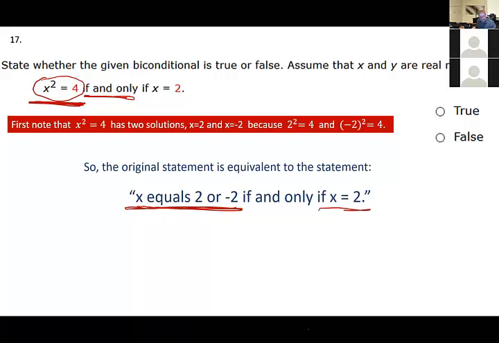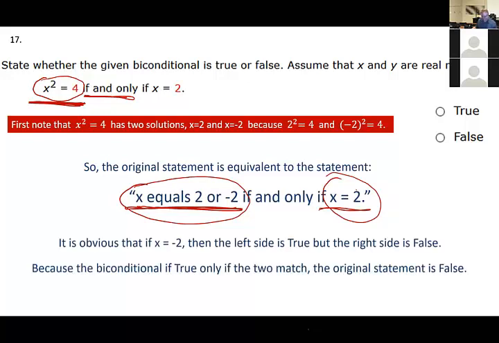Now look at this. This says x is equal to 2 or minus 2 if and only if x is equal to 2. But there are two answers on the left and only one answer on the right. That's going to be false every time. So I would just remember, if you've got an if and only if where it has one number of answers on one side and a different number of answers on the other side, it's going to be false every time. It doesn't have any hope of being true if you don't even have the same number of answers.